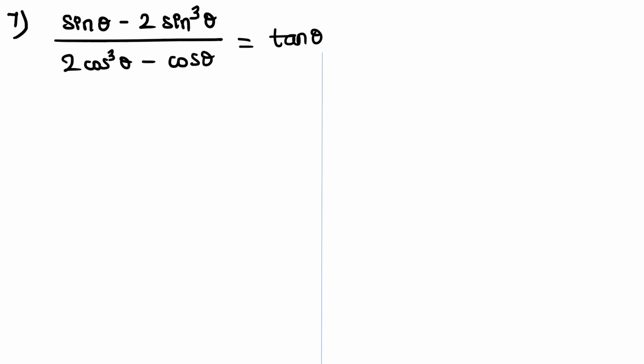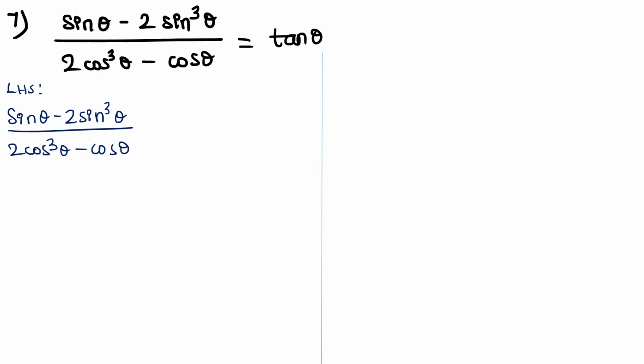In this video, we are going to see about the trigonometric identity solving problem number 7. (sin theta minus 2 sin cube theta) by (2 cos cube theta minus cos theta) is equal to tan theta. So now we are going to first consider the left hand side. When we consider the left hand side, sin theta minus 2 sin cube theta, that whole divided by 2 cos cube theta minus cos theta, you are having, right?